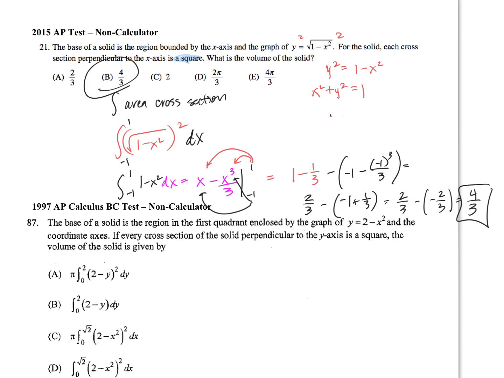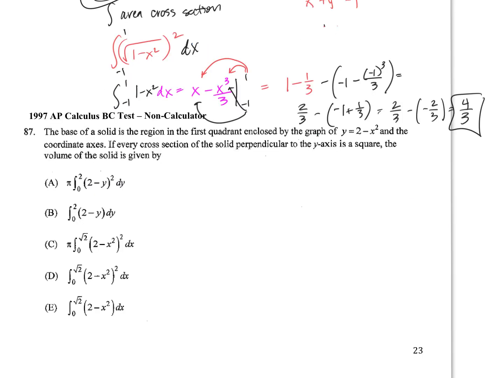Yeah. Check out what they did on this one. They just said, what's the setup? The base of a solid in the first quadrant is enclosed by this graph and the axes. So it's like, dude, first quadrant, 2 minus x squared. X squared looks like this. Negative x squared looks like this. Throw that sucker up too. This is what the graph looks like.